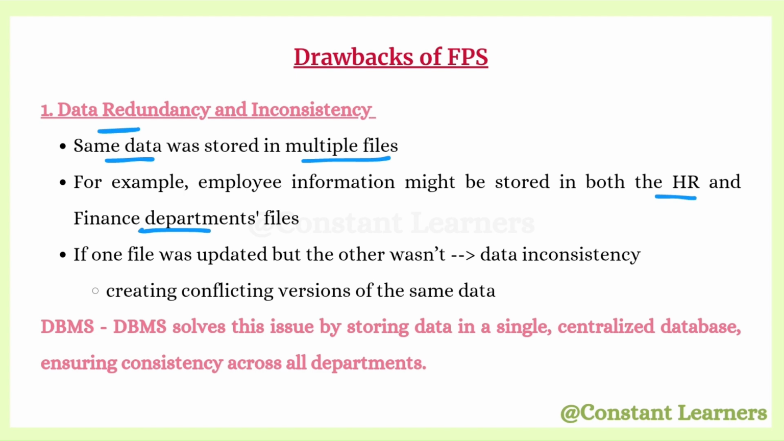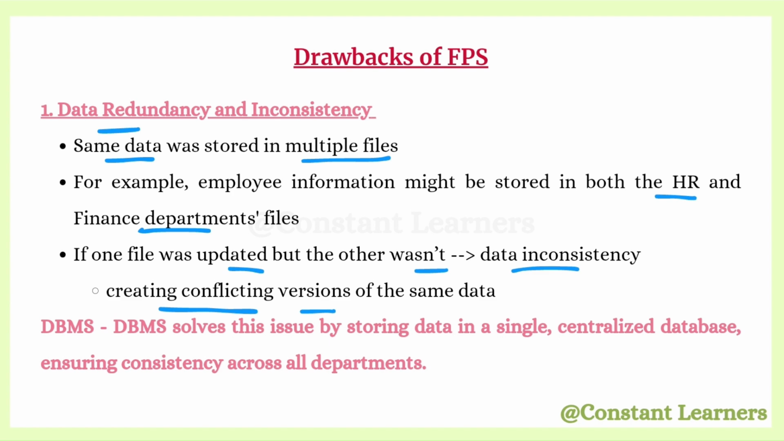It is inconvenient because one person will go to one place to fetch the data, and another person will go to another place to fetch the data. And if, God forbid, we have forgotten to update one file and we've updated some information in the other file, then there's inconsistency in the data, right? So if one file was updated but the other wasn't, it leads to data inconsistency, creating conflicting versions of the same data, meaning different versions of the same data.